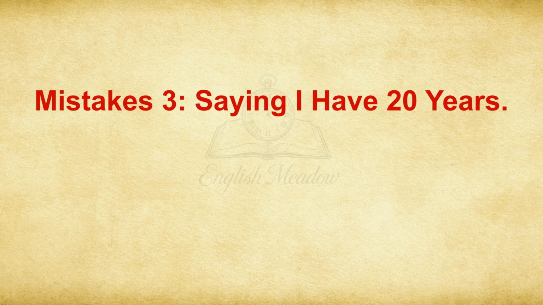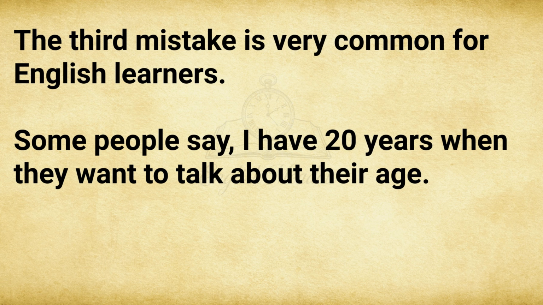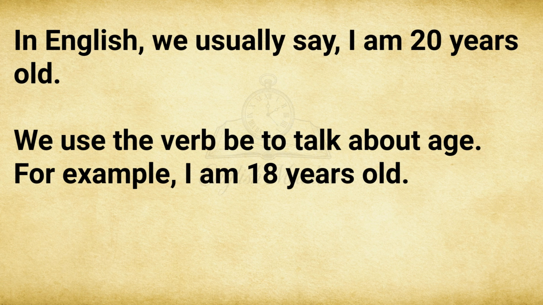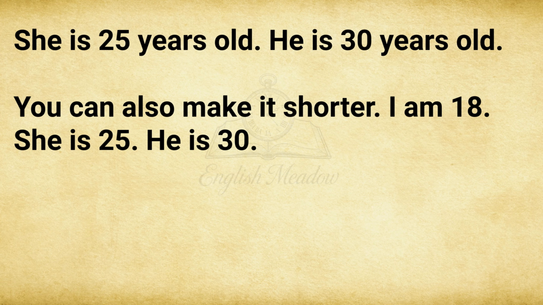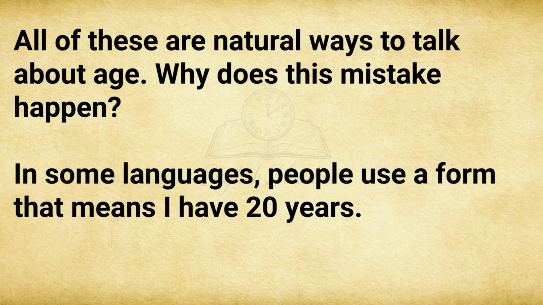Mistake 3. Saying, "I have 20 years." The third mistake is very common for English learners. Some people say, "I have 20 years" when they want to talk about their age. In English, we usually say, "I am 20 years old." We use the verb be to talk about age. For example, "I am 18 years old." "She's 25 years old." "He's 30 years old." You can also make it shorter. "I am 18." "She's 25." "He is 30." All of these are natural ways to talk about age.